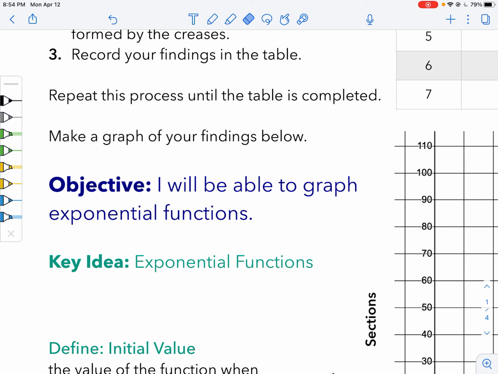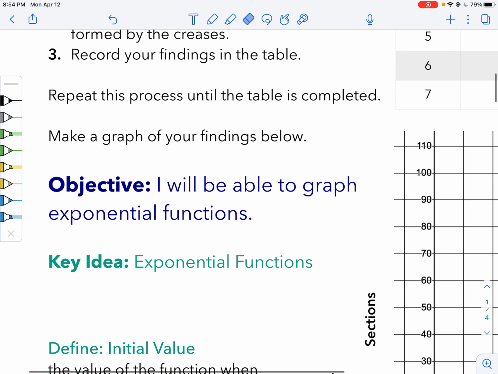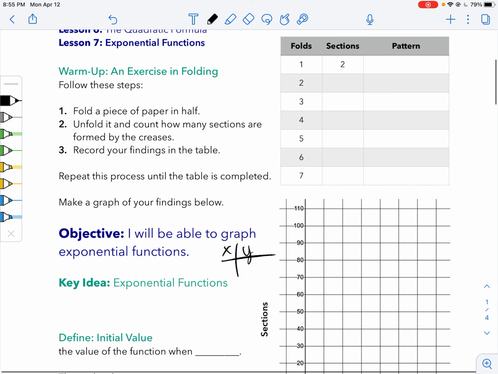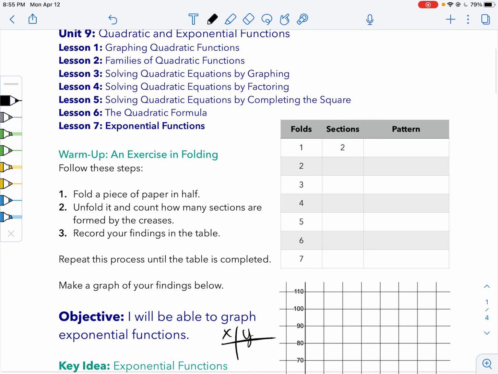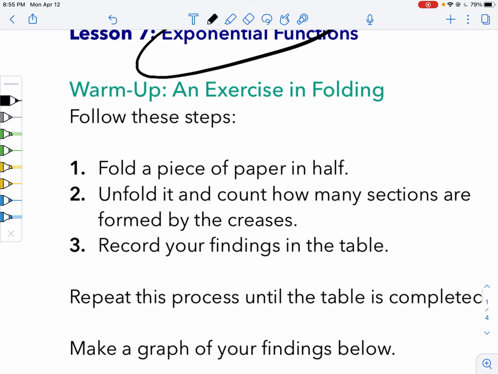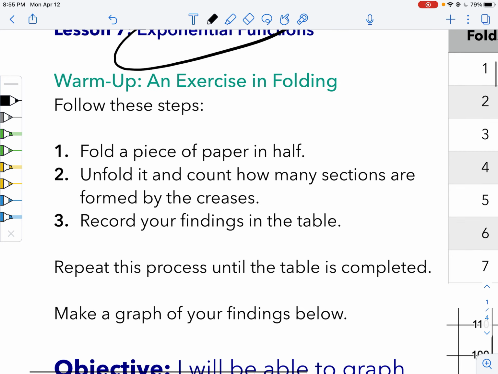And the good news is you can always make an XY table when in doubt. But I'm going to show you some shortcuts. To give you a real-life example of what an exponential function is, go ahead and find a piece of paper and fold it in half.